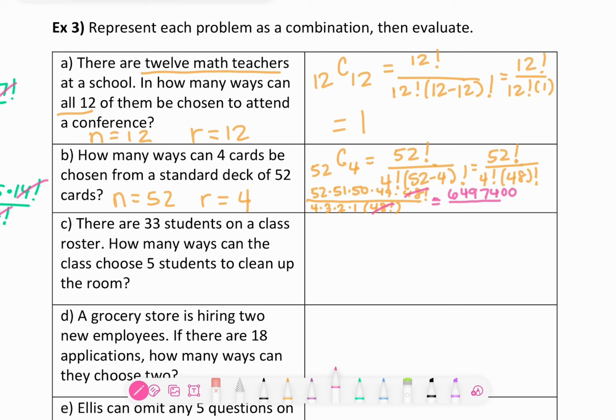6497400 over 4 times 3 times 2 times 1. So 4 times 3 is 12, times 2 is 24, times 1 is still 24. And of course, we can simplify this. I'm going to go ahead and use the calculator to simplify it.